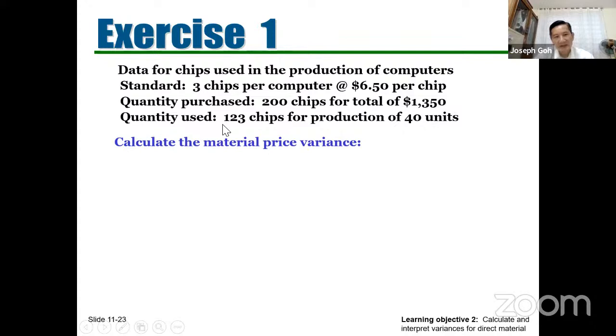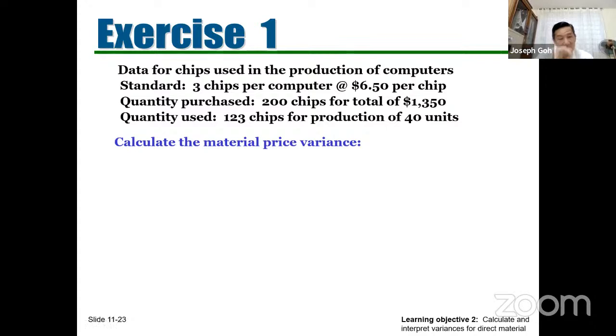The quantity used in this case is 122 chips for production of 40 units. So you can see that they tell you they use 122 chips for the production of 40 units. But for 1 unit, how many chips do you need to use? 3 chips, right? So for 40 units, actually you need to use 120 chips. Simple as that, that is the standard. So calculate the material price variance.